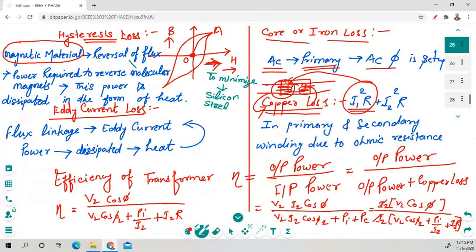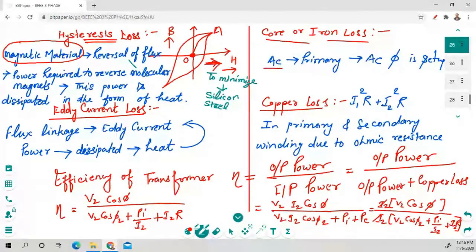So how is this power dissipated? I square R. This is the formula for your primary side, whereas on the secondary side, you use the I2 current and the resistance across this winding is R. So in the primary and secondary winding, due to the ohmic resistance, this copper loss will be generated. Understood how this copper loss is generated? Write in the chat box. Any doubt till now about these losses?